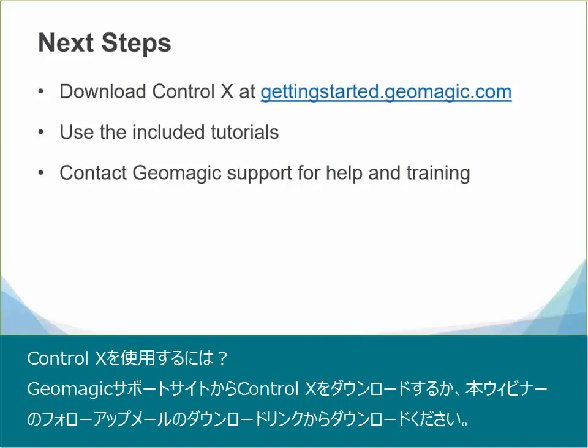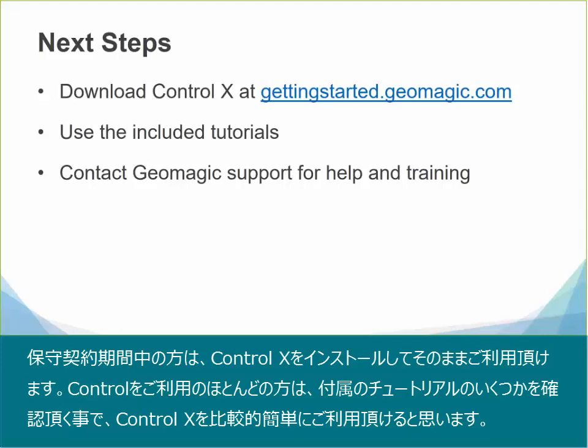Next steps. So how do you get started? Well, you can download Control X from the Geomagic support site. You can see the URL there is gettingstarted.geomagic.com. Or you can wait for a follow-up email after the webinar. We'll send you the download link in that email. And, as mentioned earlier, if you're on maintenance, you just install and run Control X.